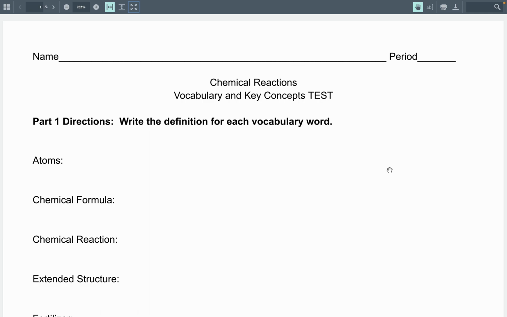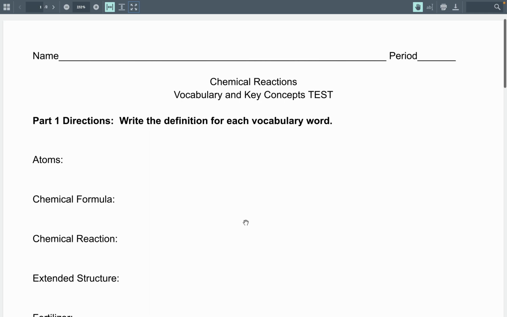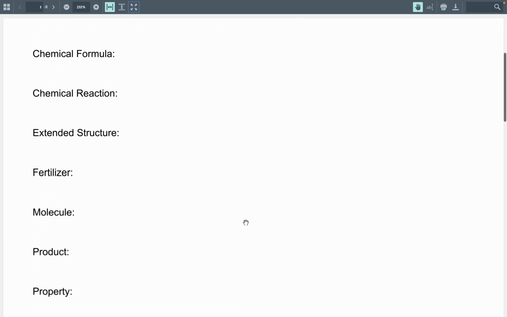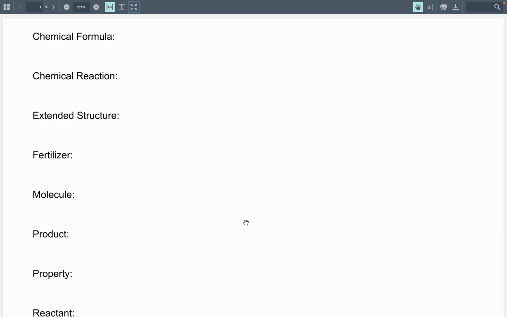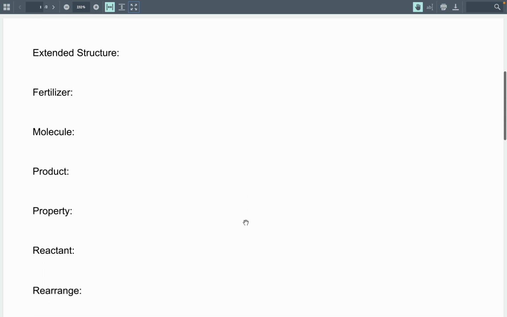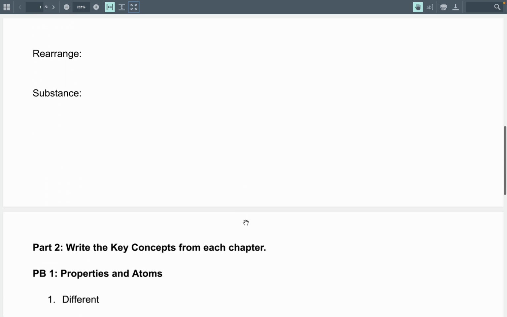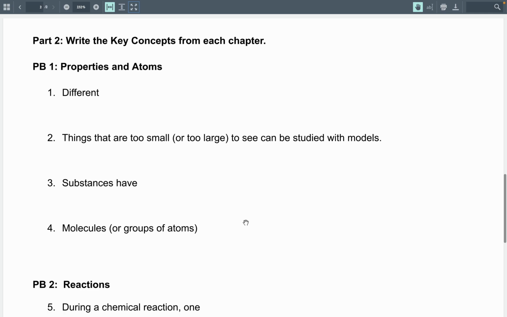And if you struggle, then erase them and then try again and over and over and over again. But you can see I've got atoms, chemical formula, chemical reaction, extended structure, fertilizer, molecule, product, property, reactant, rearrange, and substance. On page 2, I've got a space for you to write your key concepts from each chapter.